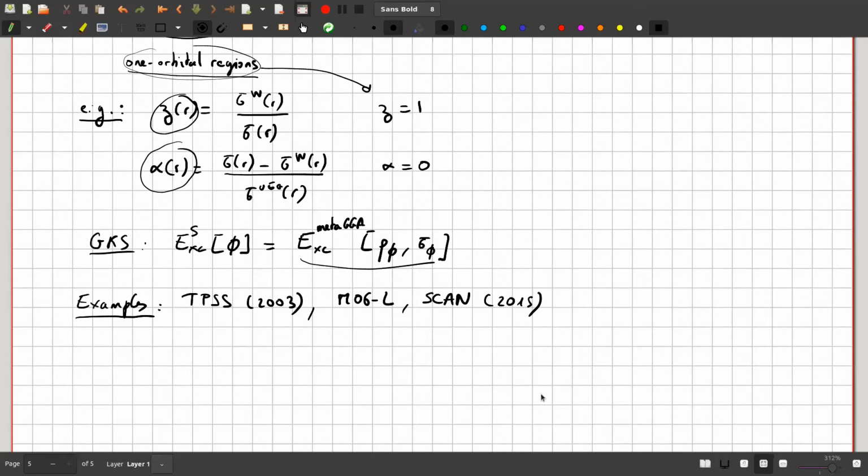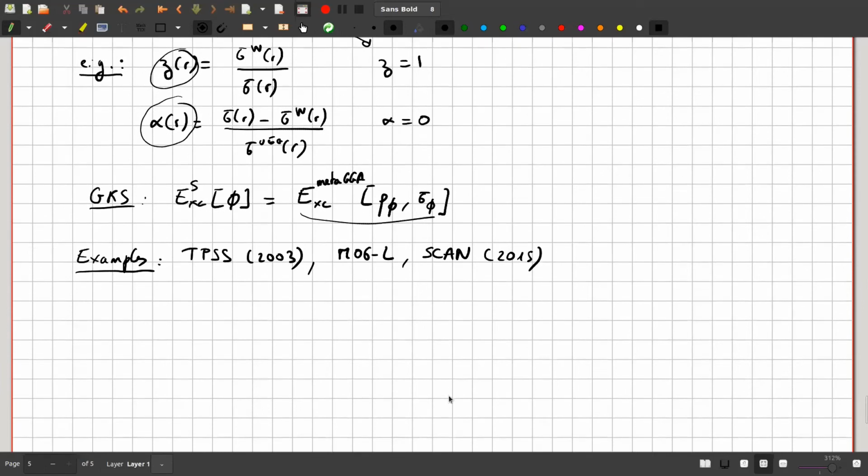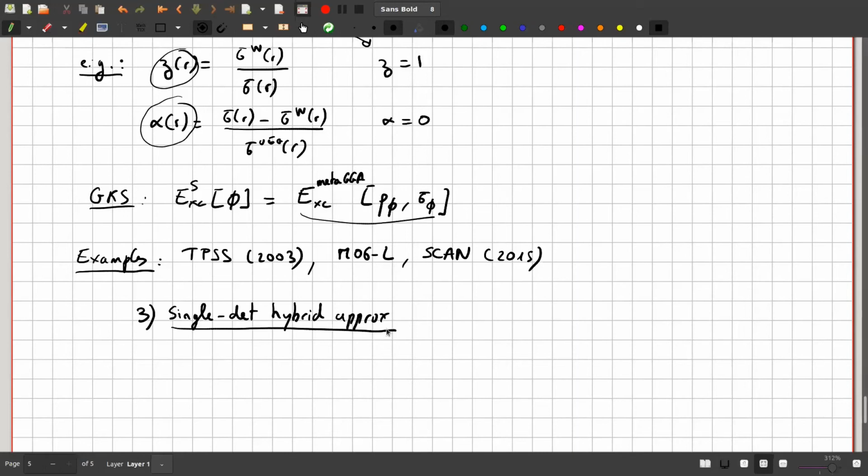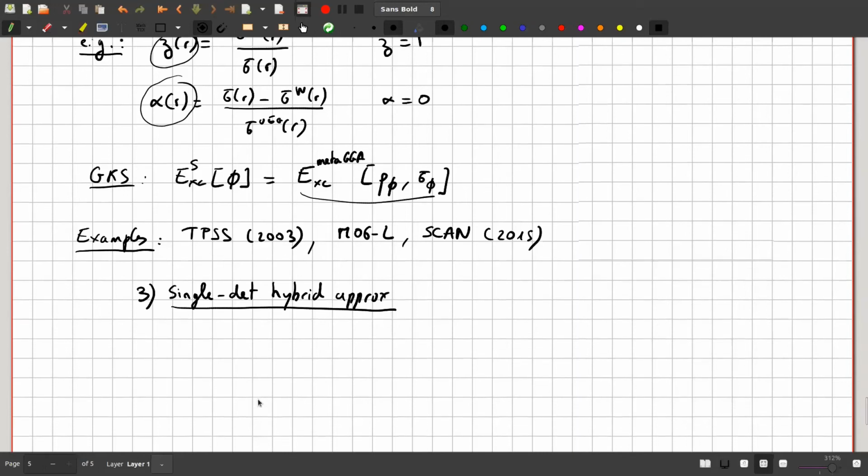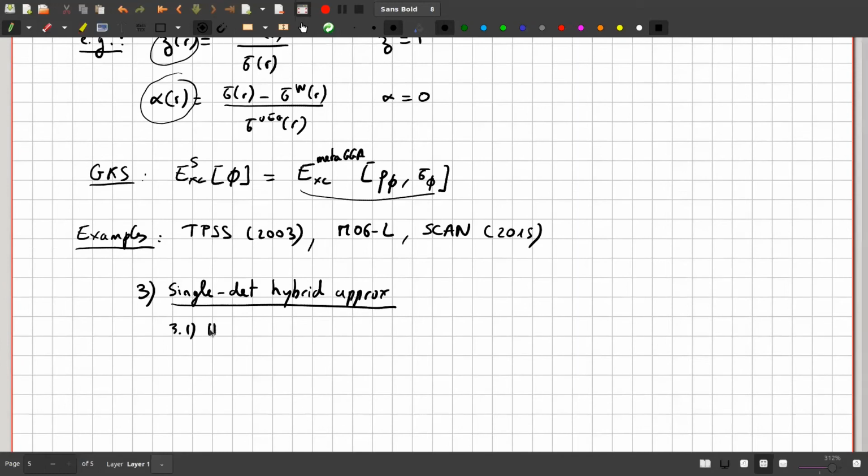So now we go into another family of approximations, the single-determinant hybrid approximations. And first, the usual hybrid approximations.